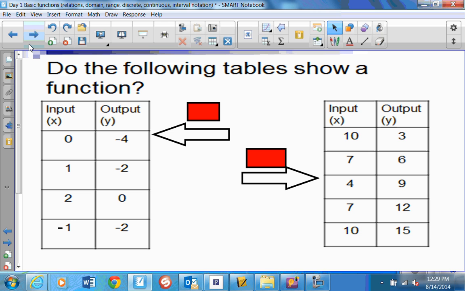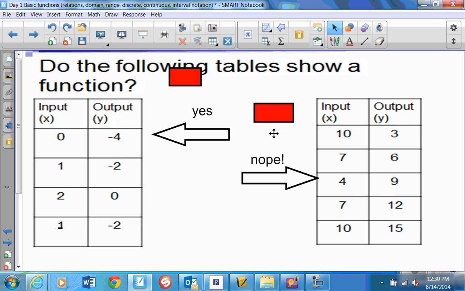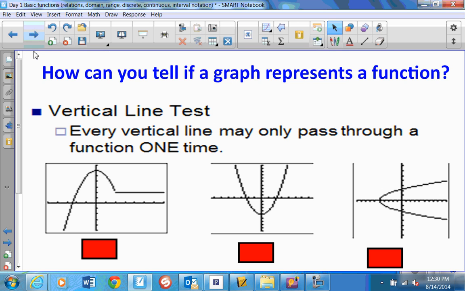So now let's look at it in chart form. So in chart form, is this a function? Yes, again, no x's repeat. This one? No, 7 is 2-timing on us. It's not. How about if it's in graph form?